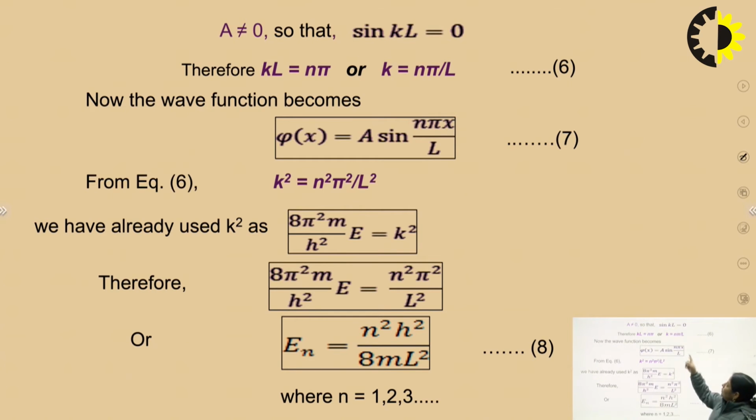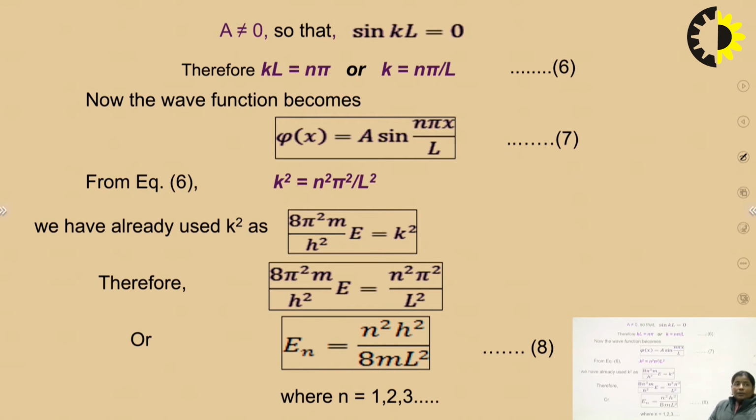Alright, so now if KL is not 0, what other value can KL have? So sine KL is equal to 0. So definitely KL can have values like n pi, where n has to be some integer. So therefore KL is given the value n pi, and now the value of K is also calculated from this expression, n pi by L.